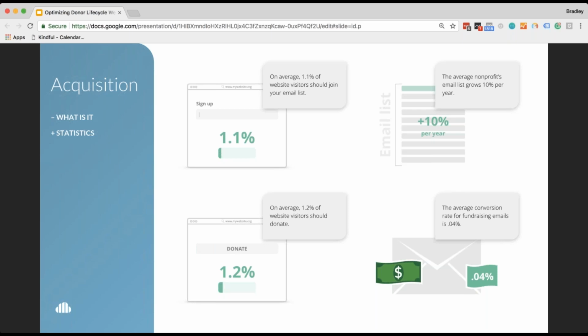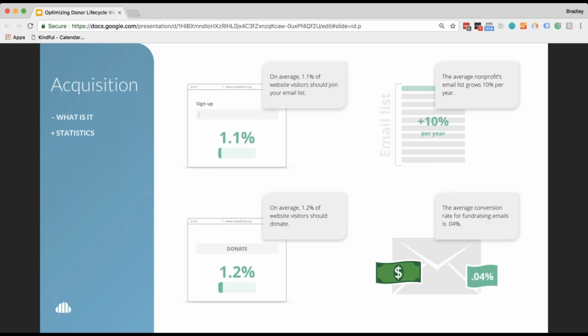A couple of the ones that stand out here that are most interesting to me is this on the left, on the bottom, you can see on average 1.2% of website visitors donate. What that really means is for every 100 visitors to your website, you should expect just a little over one of them to donate. We pulled all of these from independent industry publications and studies, and that to me was a little surprising.